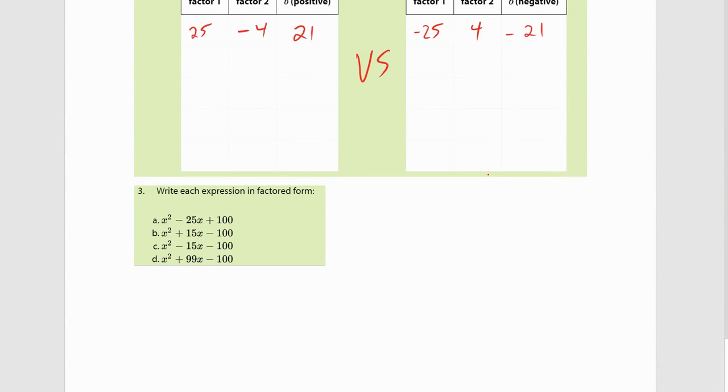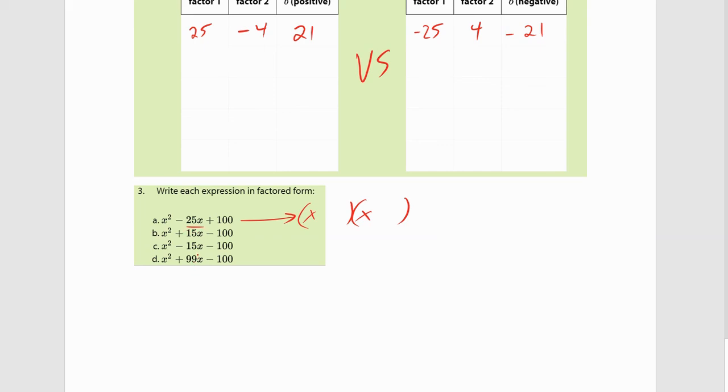Number 3, write each expression in factored form. If you want, go ahead and try those on your own and pause the video. All right, so hopefully you paused the video and you got something like this. We know it's going to be x plus or minus something times x plus or minus something to get you what you need. We know it's 100, right? But it has to add up to negative 25.